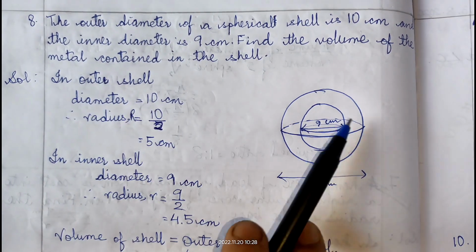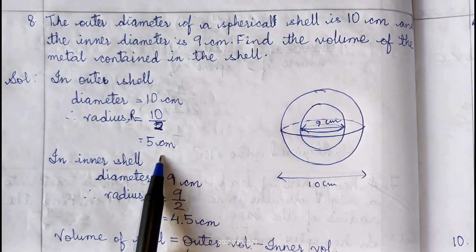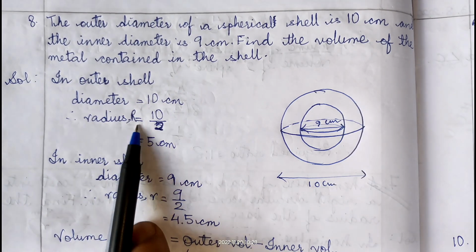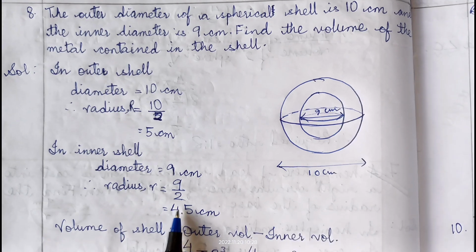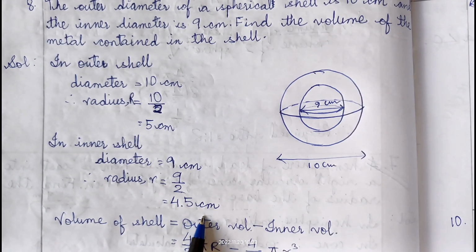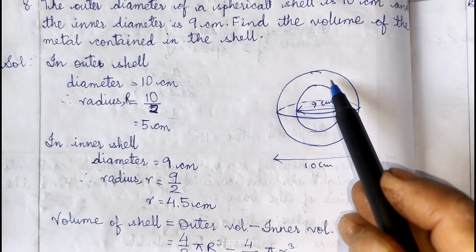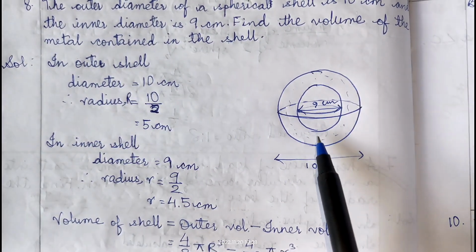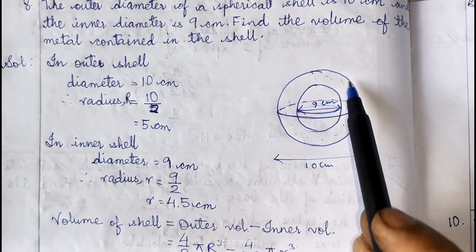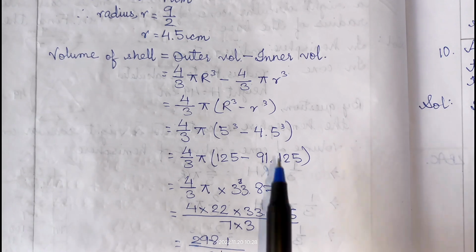So in case of outer shell, diameter is 10, so radius will be 10 by 2, which will give 5 centimeter. Let it be capital R. In case of inner shell, diameter is 9 centimeter, so radius will be 9 by 2, which will give 4.5, so small r equals 4.5 centimeter. Now if you want to find the volume of metal contained here, we have to subtract inner volume from the outer volume. So volume of the shell will be outer volume minus inner volume.